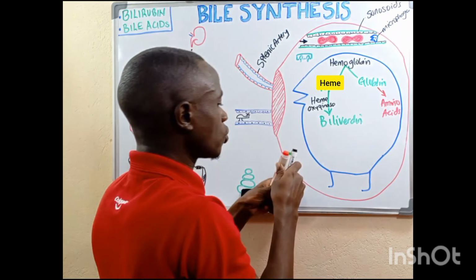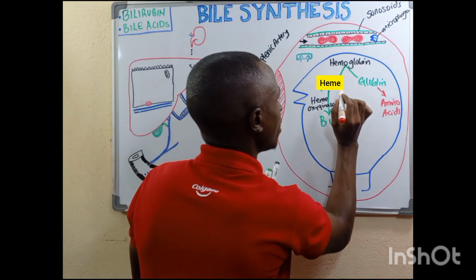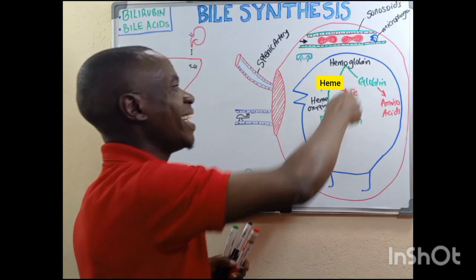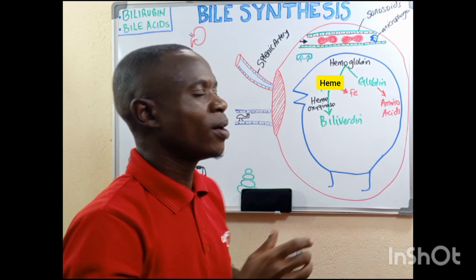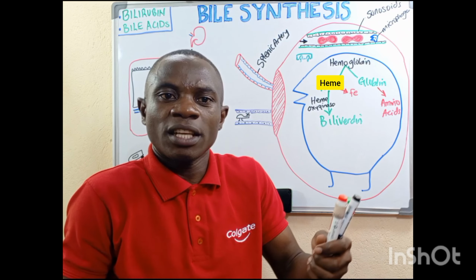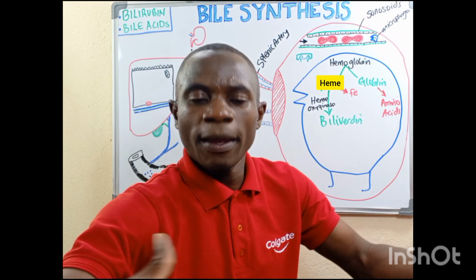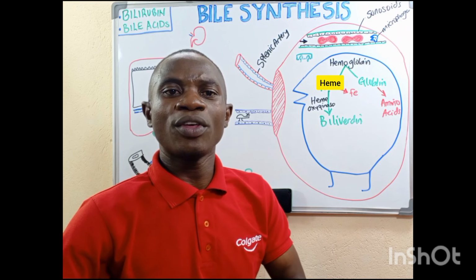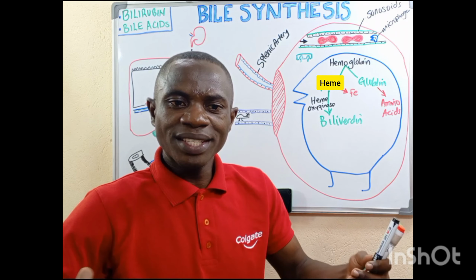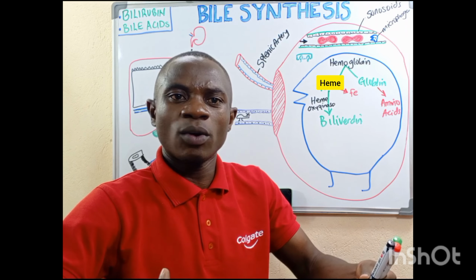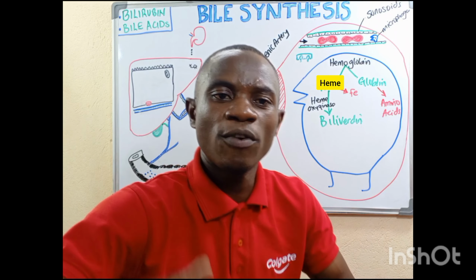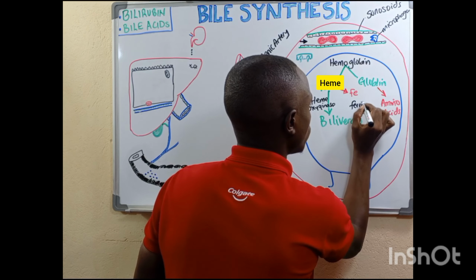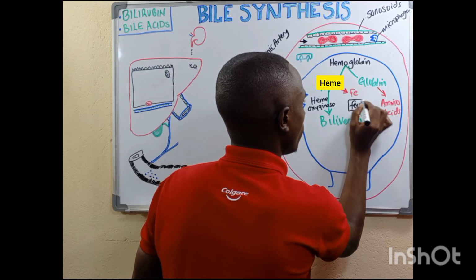And of course, we are also going to be expelling the iron. Now, in the macrophage we have an iron sac, a protein sac that's going to be storing the iron. This sac is called the apoferritin. So this iron is going to be stored in the apoferritin in the form of ferritin.